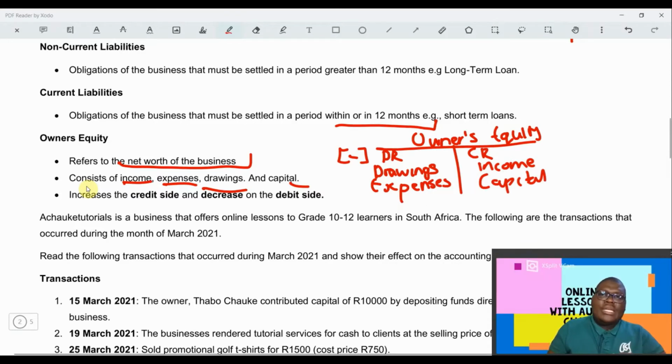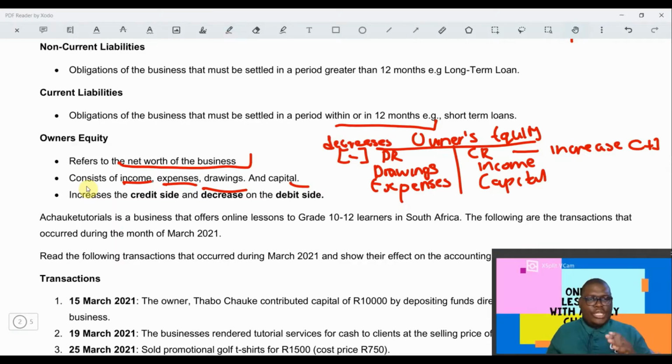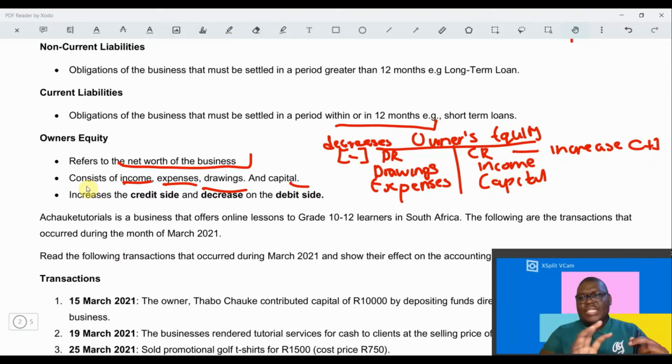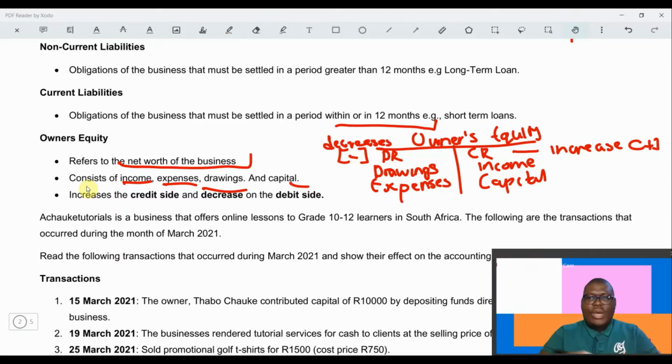Okay, so this is the credit side, and this is the side where this thing increases, like I indicated with a plus here, and then this is the side where this thing decreases. So when you do the accounting equation, you need to put all this into consideration. And once you understand this, these are the fundamentals of the accounting equation. Once you understand these things, you are sorted.